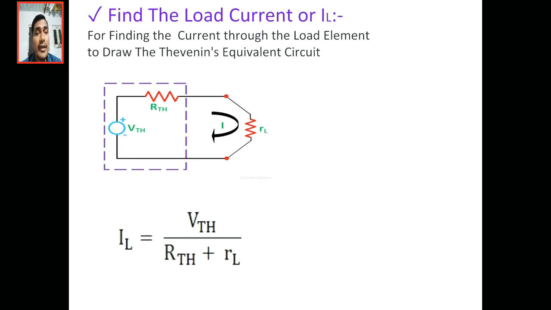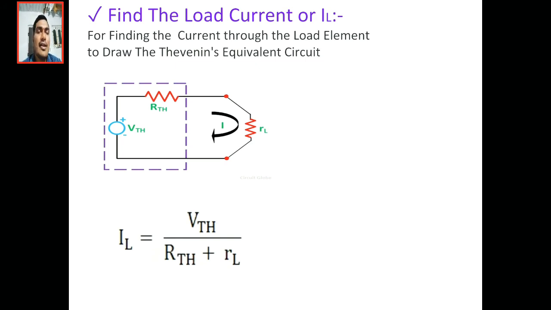How do we find it? By making the voltage source or current source inactive. If it is a voltage source we have to short circuit it. If it is a current source we have to open circuit it. So after that we will get the open circuit voltage, and we already got the open circuit resistance, that is Thevenin's voltage and Thevenin's resistance. These we have to represent in series. That Thevenin's resistance is connected in series with the Thevenin's voltage source.